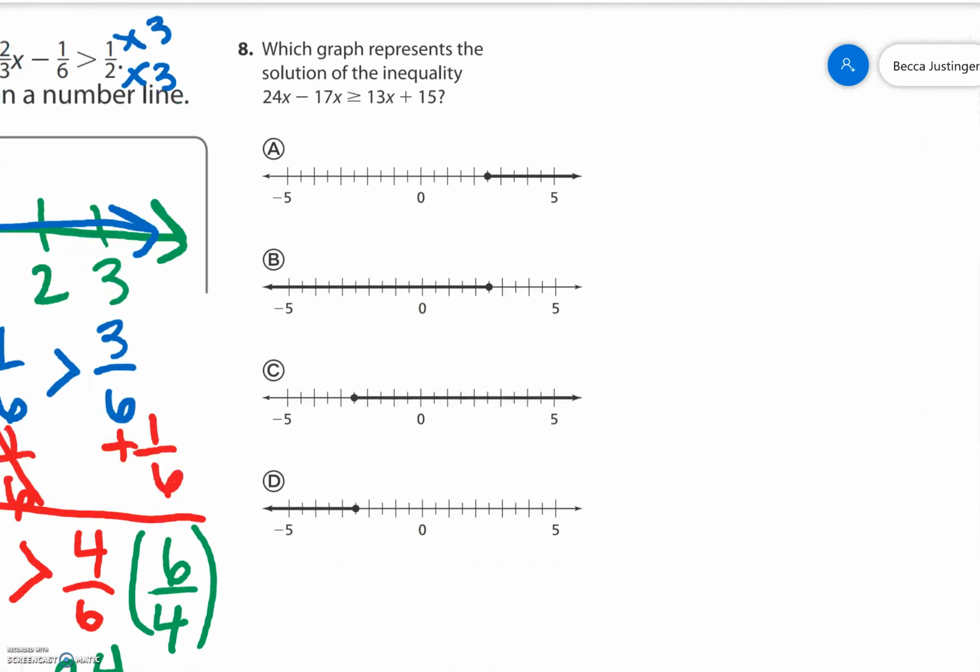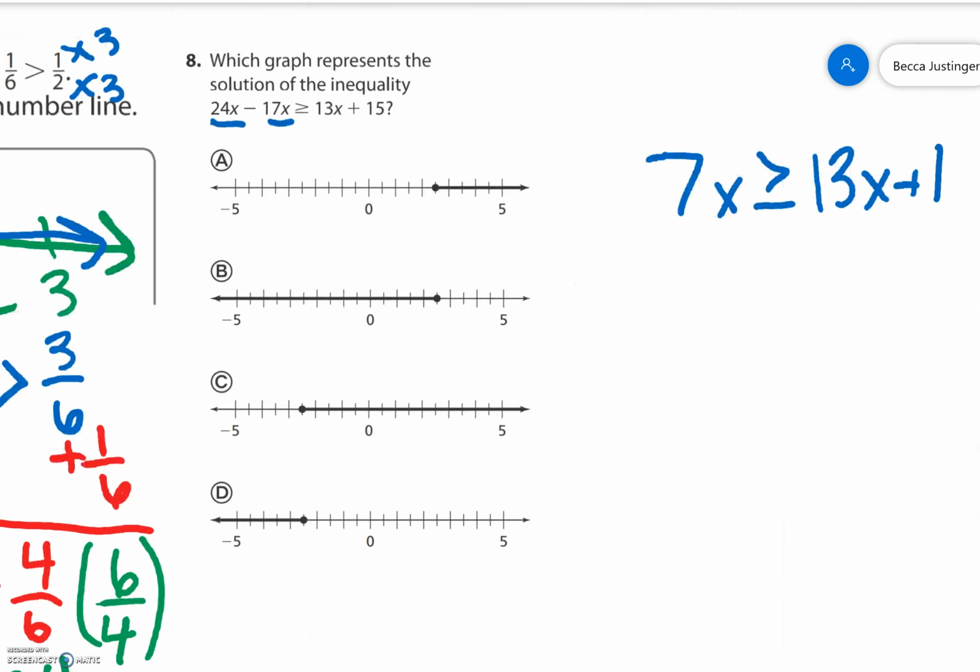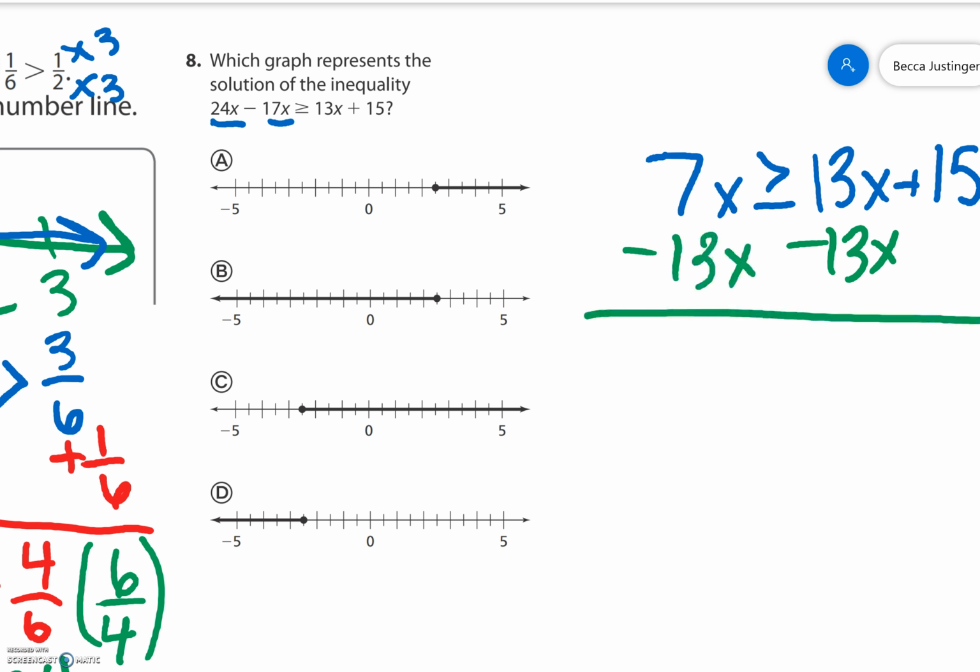Last question, number 8. Which graph represents the solution of the inequality 24x minus 17x is greater than or equal to 13x plus 15? First thing I want to do is combine like terms. So 24 minus 17 is going to give us 7x is greater than or equal to 13x plus 15. I want to get the x's to one side. I want to subtract 13x. I don't want to subtract 7x because then it would have nothing on the left-hand side.